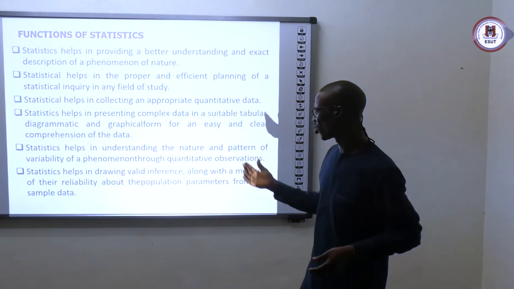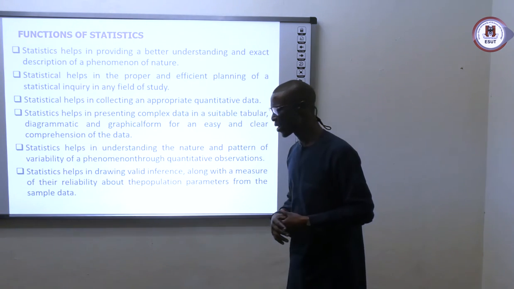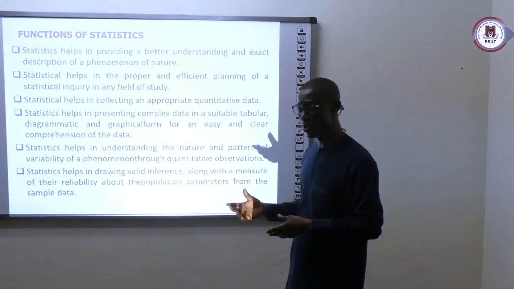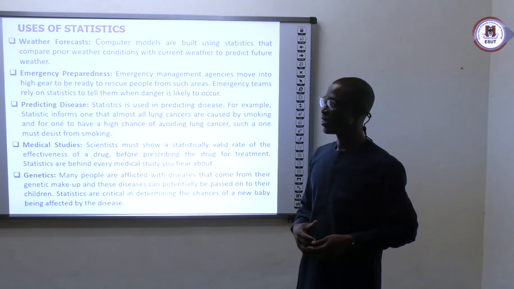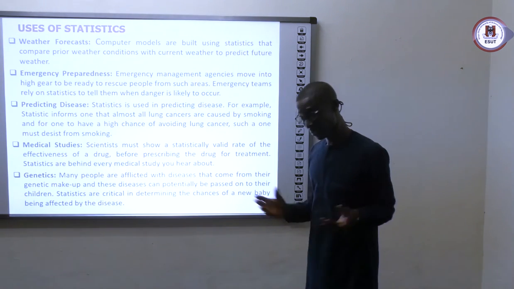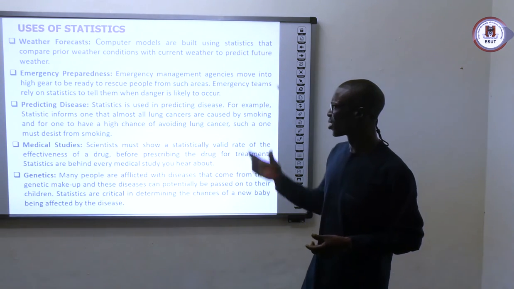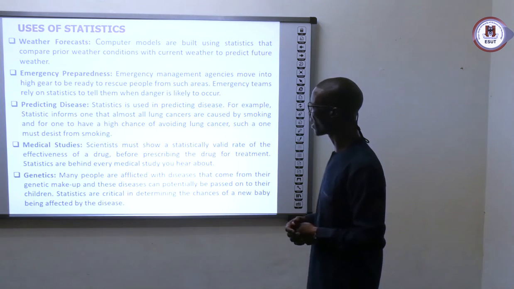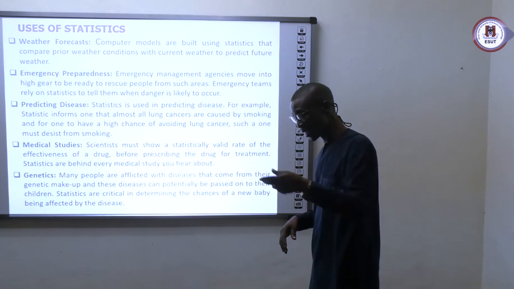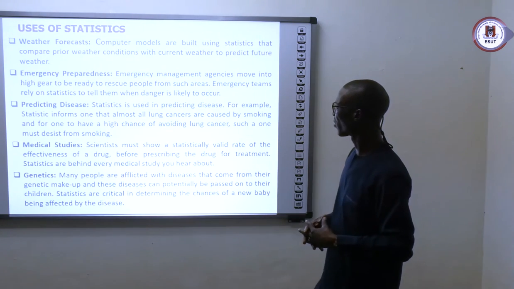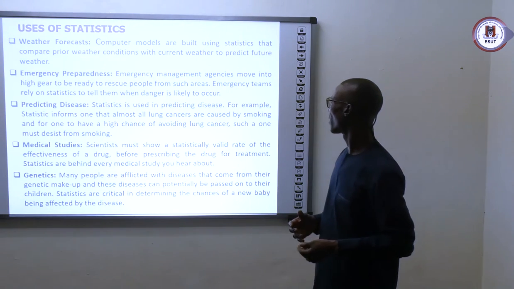So it helps us also to draw valid inference. As I've told you, we'll have descriptive statistics and we'll have inferential statistics. So for you to draw a good inference, a good generalization, you need good statistics. Without good statistics, the inference or generalization you'll be drawing will be biased at the beginning. So so many uses. We use statistics for forecast, mainly weather forecast. Sometimes you discover that for you to forecast weather, you need an element of statistics. So weather condition is forecast by statistics.